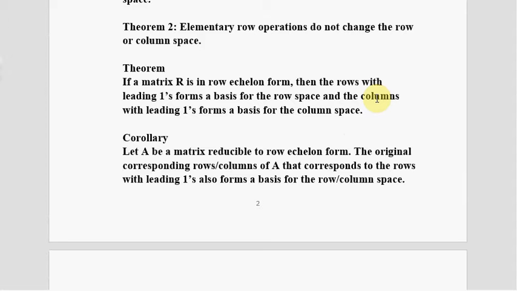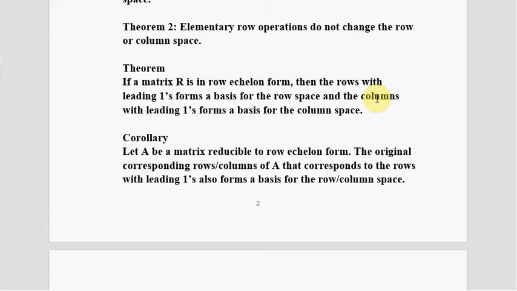The corollary that I thought was important, that I added in here myself, is: let A be a matrix reducible to row echelon form. The original corresponding rows or columns of A that correspond to the rows with leading ones also form a basis for the row or column space.